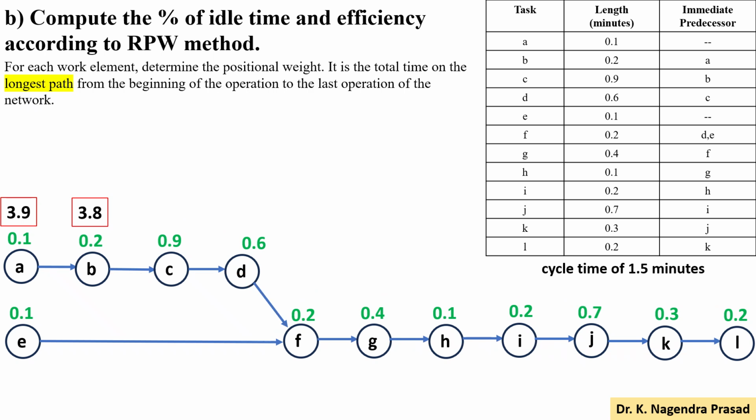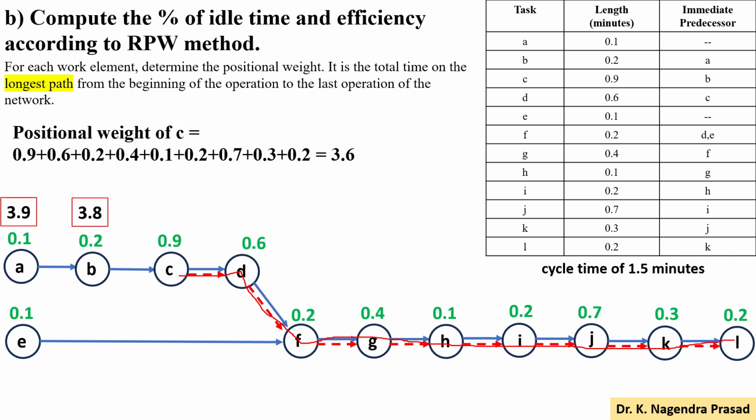For the task C, the longest path will become C, D, F, G, H, I, J, K, L, and its positional weight is 0.9 plus 0.6 plus 0.2 plus 0.4 plus 0.1 plus 0.2 plus 0.7 plus 0.3 plus 0.2. It is 3.6.